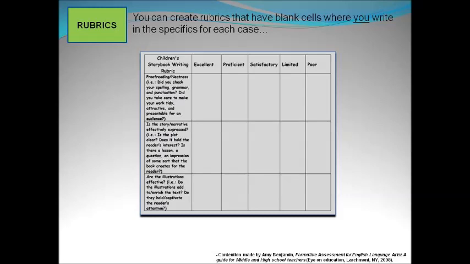So this isn't like a prefab, full-cell kind of rubric that I've already shown you. But in a way, this may be more tailored to each particular encounter with the student's writing. You can make decisions and write in your specific ideas about why it's proficient, why it's excellent, why it's satisfactory, why it's limited, why it's poor.